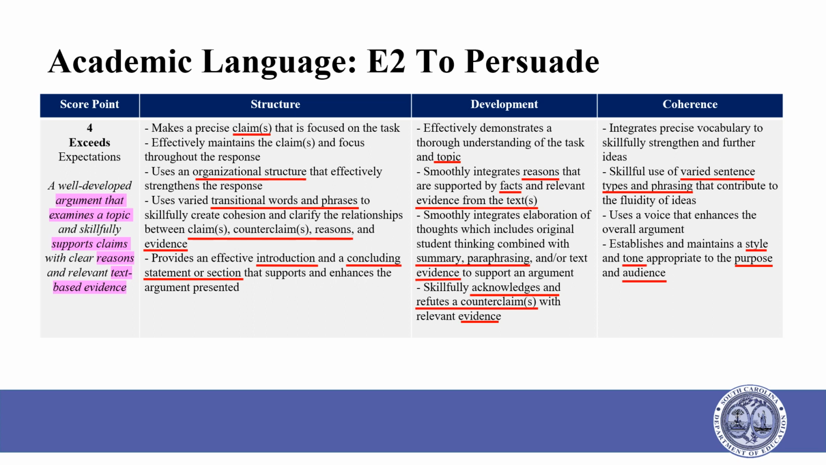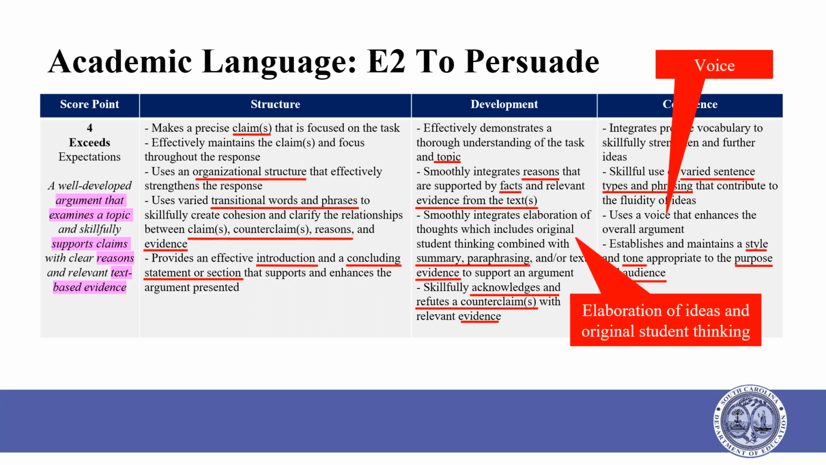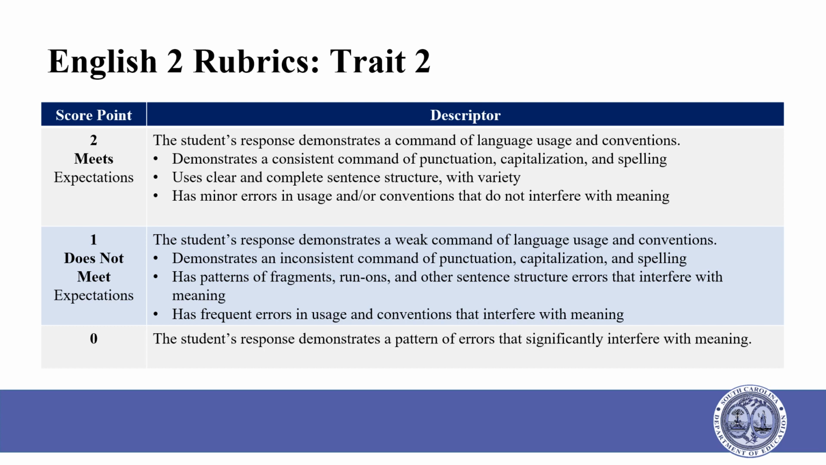As we mentioned earlier, students are able to elaborate on their ideas and use original thinking about the topic. Voice appears at the 4 score point. Looking at the Trait 2 rubric for both argumentative and informative writing, you will notice that Trait 2 focuses on language usage, conventions, and mechanics.